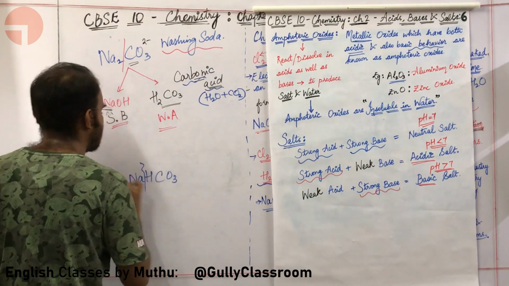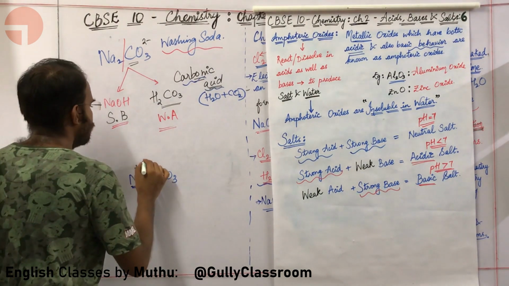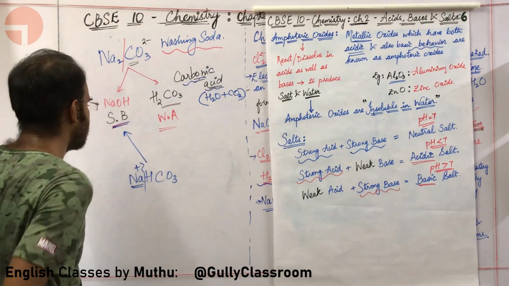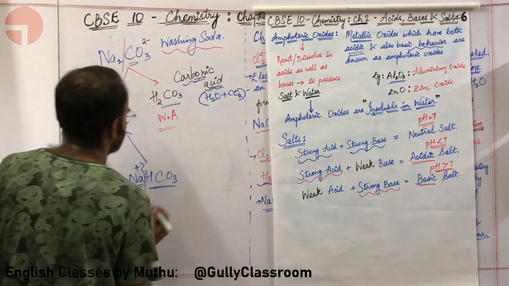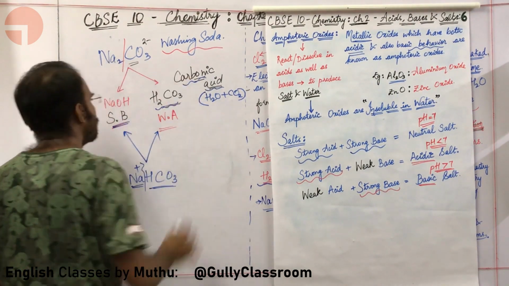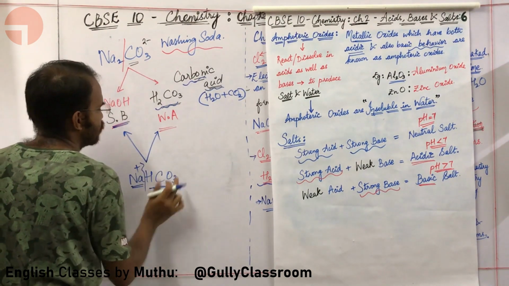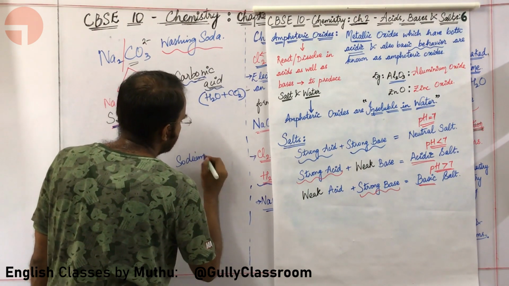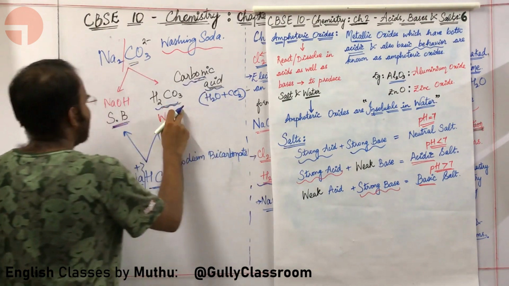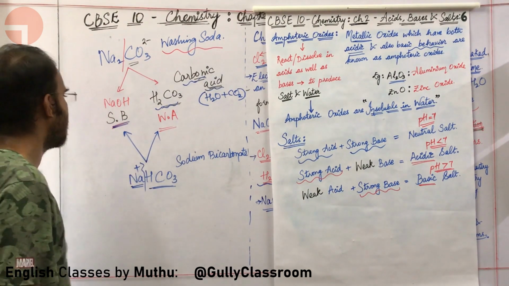Let me break this into its ions. Na plus. From where will you get Na plus? You will get Na plus from NaOH, which is in fact a strong base. From where are you going to get HCO3? You are going to get HCO3 from a weak acid, which is carbonic acid. So basically both the salts, sodium carbonate and sodium bicarbonate, are made up of the same acid and base: a weak acid, carbonic acid, and a strong base, sodium hydroxide.